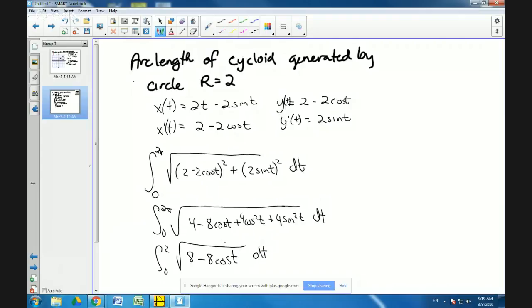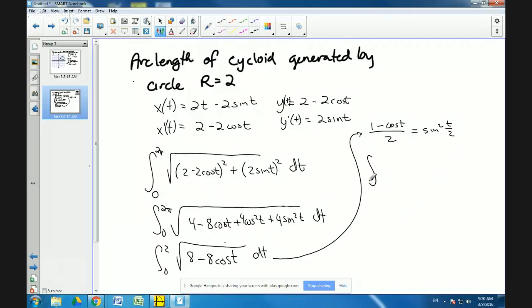I can give you one. Okay, there's an identity for this. You rewrite it, and it's going to give you a square, so the square root goes bye-bye. The identity is, I think, 1 minus cosine t over 2 equals sine squared t over 2. So is there a way we can write this here with that identity?